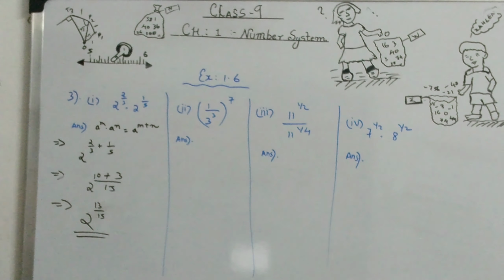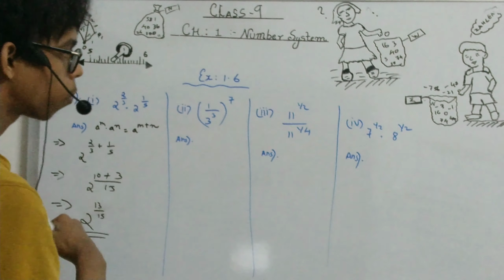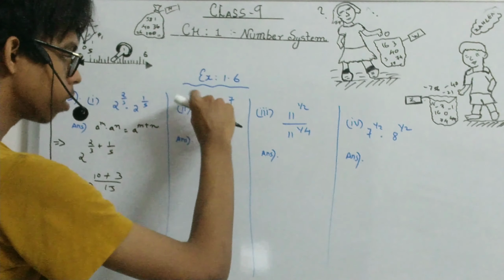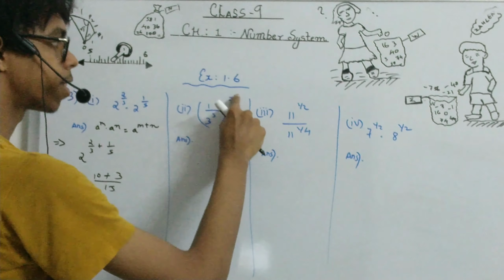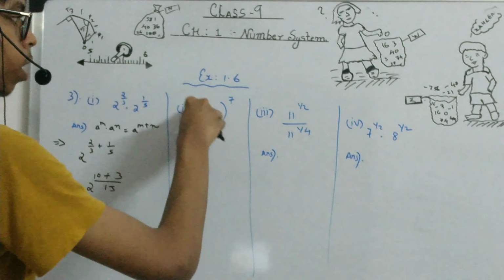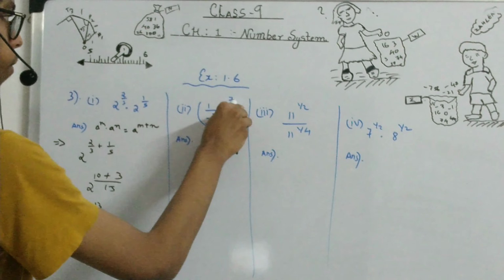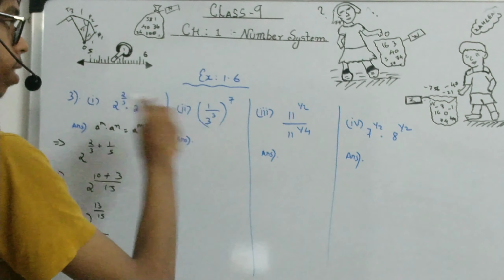Okay, now let us move on to our second question. Our second question is 1 by 3 cube, the whole raised to 7. Okay, so here what we can do is just open this 7 and multiply this 7 with both numerator and denominator, because it is whole raised to 7. Whole raised to 7 means this 7 is applicable for this and this.